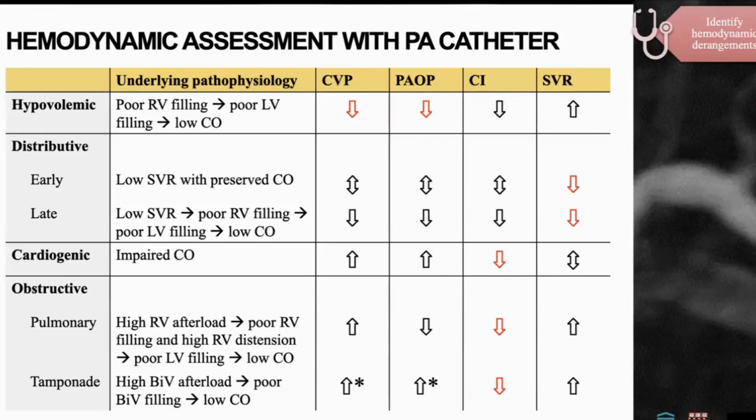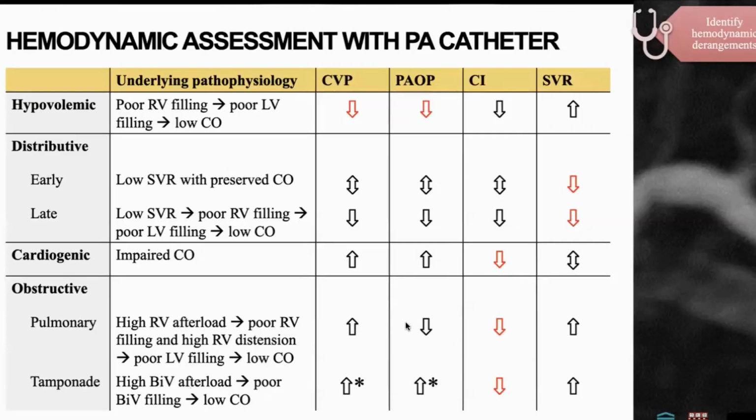And so this is where you get kind of discordance, right? Because in reality, what's happening is that you're getting high pressures in that RV because there's an afterload, but you're also getting very high pressures and filling of that RV, or dilation of that RV, at the same time. So the CVP will actually go up as a result of that, even though your RV filling in the end is actually kind of poor. And because the RV filling is poor, the LV filling will be poor as well. So your wedge pressure will go down.